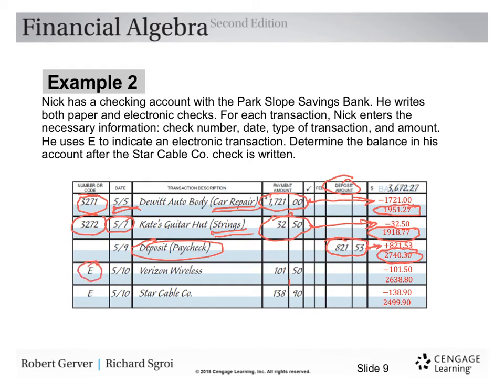Now, he didn't write a check for the Verizon wireless bill. He did an electronic transfer, meaning he probably paid the amount online. And he did this on the 10th. The amount, $101.50, just like when he wrote a check. Transfers it over to here, again a minus sign, giving him a new balance of $2638.80. Another electronic transfer on the same date, the 10th, to the cable company. That was for $138.90. Again, we subtract, and after all these transactions in his check register, he writes that he has a balance now of $2,499.90.